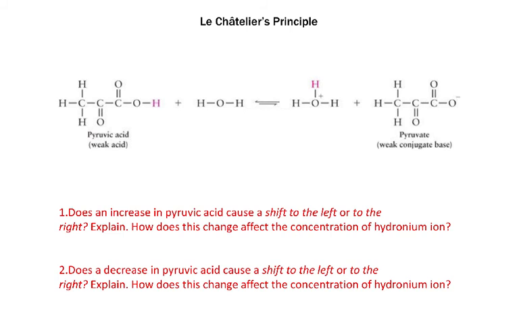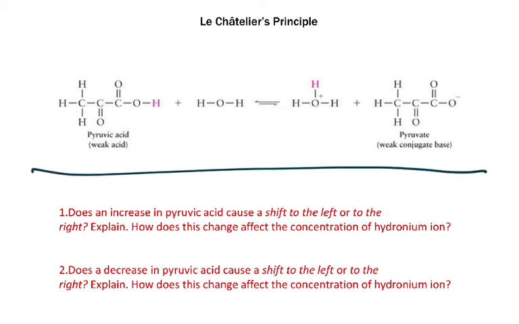Pyruvic acid is also a weak acid, and here's the reaction for it. A couple of questions. Number one, does an increase in pyruvic acid cause a shift to the left or a shift to the right? Okay, so if we increase pyruvic acid, we're going to shift away from the increase, or shift away from the addition. So it's going to shift to the right, which will cause, what does that do to the concentration of the hydronium ion? It will cause an increase in the concentration of the hydronium ion.